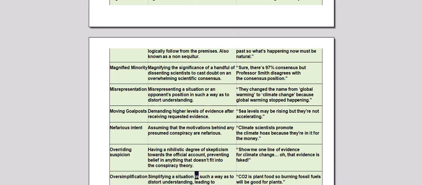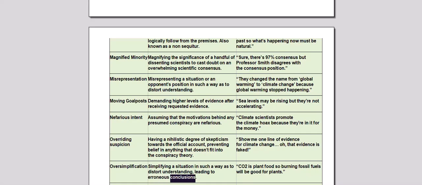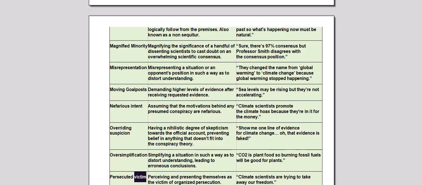Oversimplification: simplifying a situation in such a way as to distort understanding, leading to erroneous conclusions. CO2 is plant food, so burning fossil fuels will be good for plants. Persecuted victim: perceiving and presenting themselves as the victim of organized persecution. Climate scientists are trying to take away our freedom.